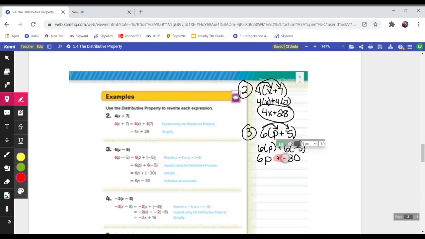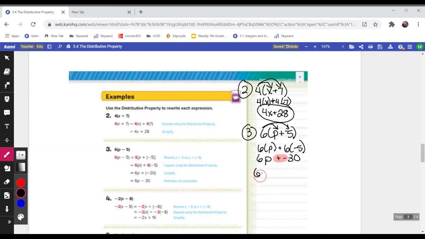If you look, our last step is to simplify plus negative. Well, we can't ever write it as plus negative. We need to write that as a subtraction because a positive times a negative is a negative. So this is the definition of subtraction. This becomes 6p minus 30.